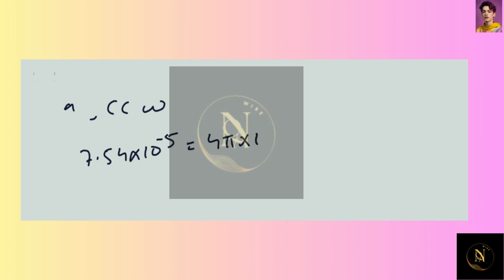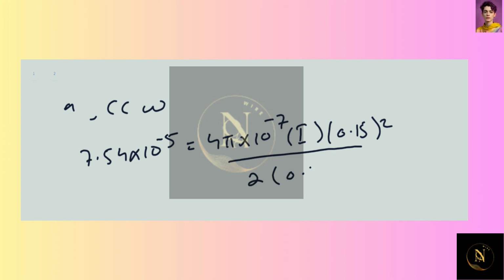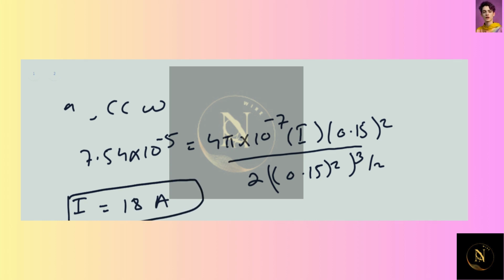Then we set 7.5 times 10 to the power minus 5 equal to 4 pi times 10 to the power minus 7 times I times 0.15 square divided by 2 times (0.15 square) to the power 3 over 2. From here we find I to be 18 amperes. So this is our answer.